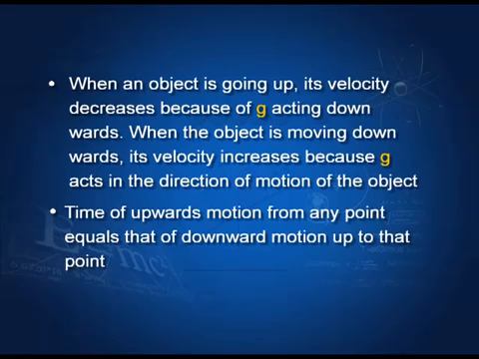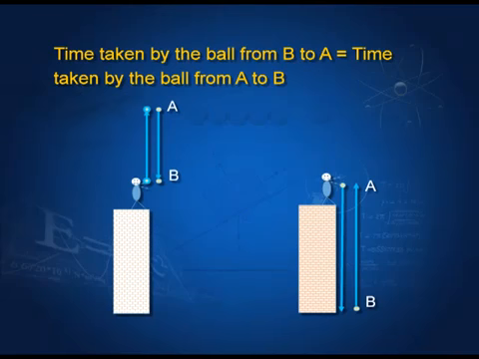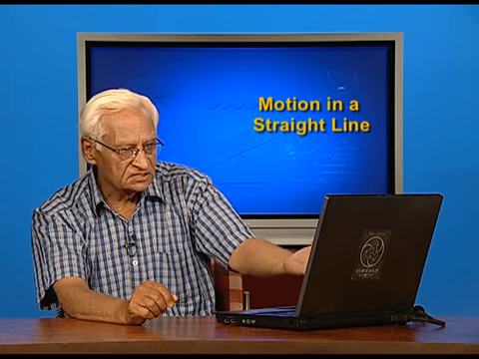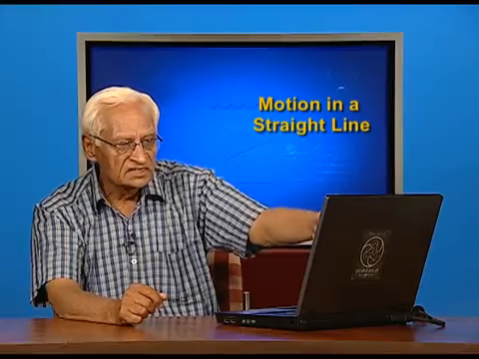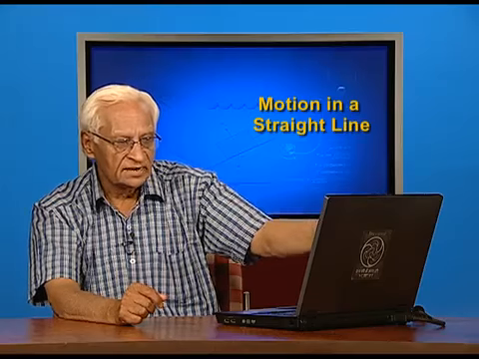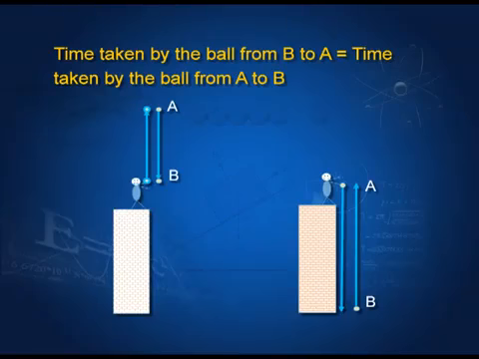I will illustrate this in a moment. Here is a person standing on some building, throws a ball from point B to A. The time taken from B to A is the same as taken from A to B. Here is the same person not throwing, but letting the ball go downwards, releasing the ball at 0 velocity, and then the time taken from A to B is the same as it would take from B to A. That is because of conservation of energy.